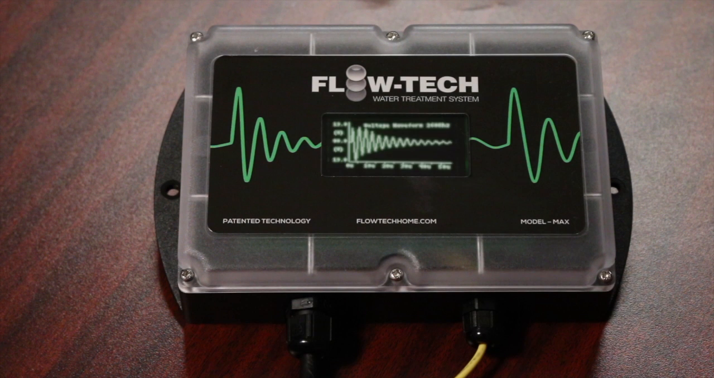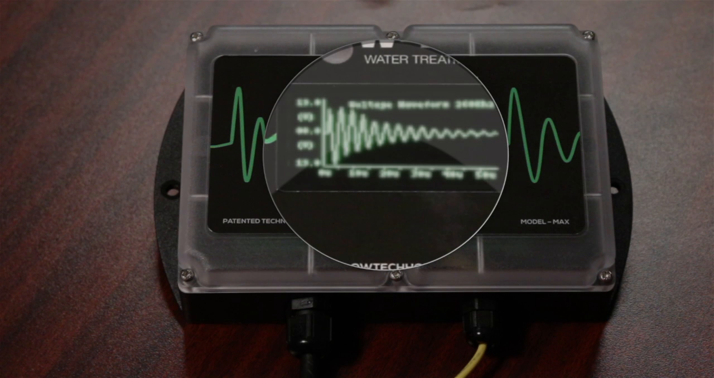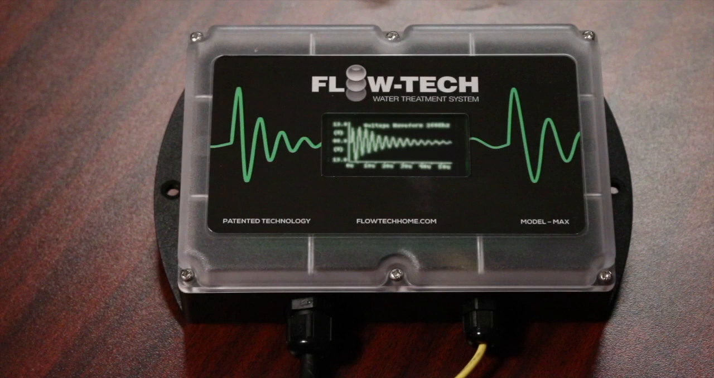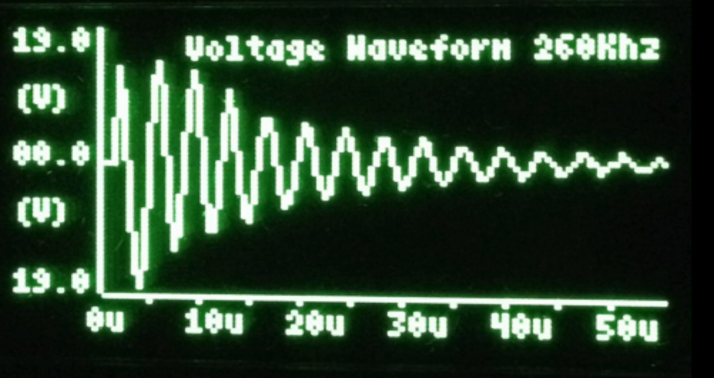Instead of showing a current waveform, the unit will show a voltage waveform, which in the case of a low current will always be around 38 volts peak to peak. In this case, the vertical axis changes to say V, and the message at the top says voltage waveform.